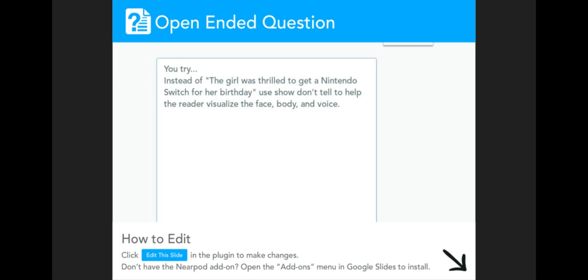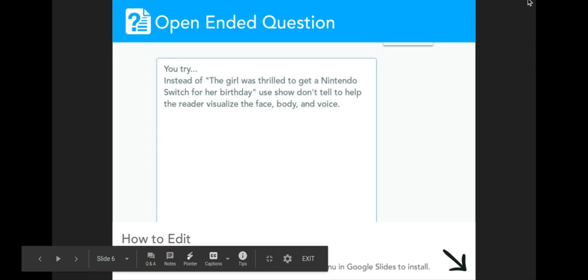So instead of saying thrilled, I can just say her face did this. Her arms, her legs did this. Her voice sounded like this or she said. And this will really help it come to life. So at this point, go to the next two slides and do your best to use show, don't tell.